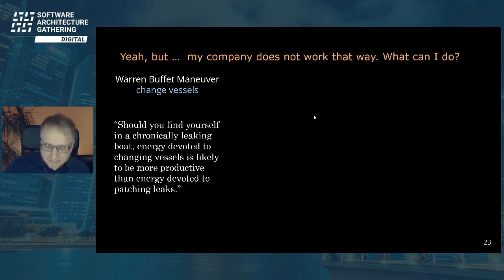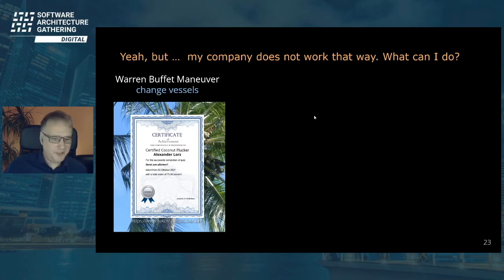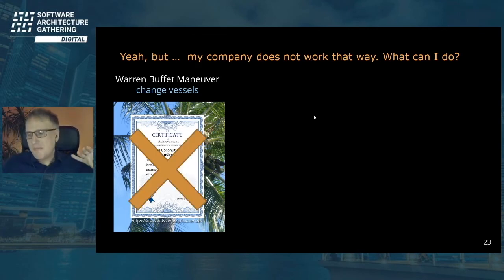Yeah, so find another job, become a coconut plucker. I'm prepared for this. I got my certificate here. Just kidding, we won't do this. This is the last way out. This is the atomic option. If you pull this option too often, then something else is wrong. But it may be a way out.